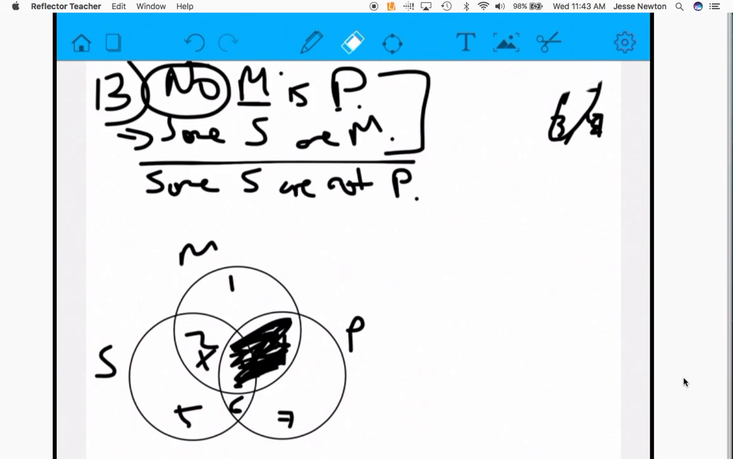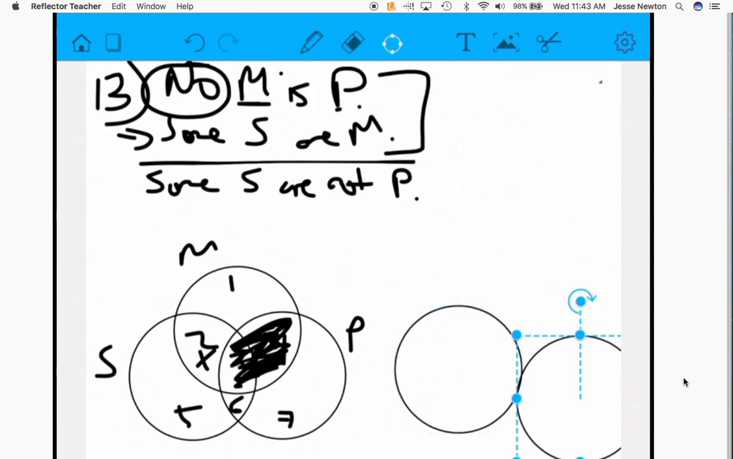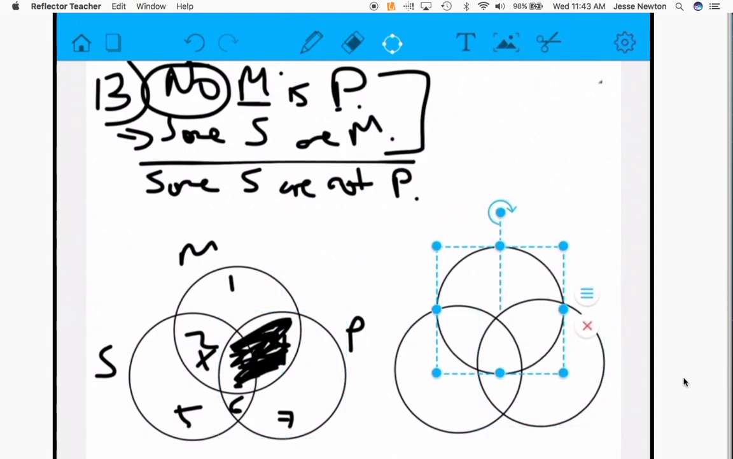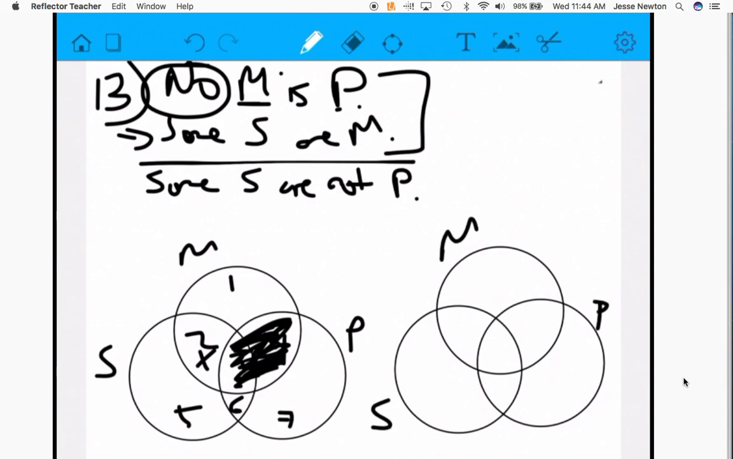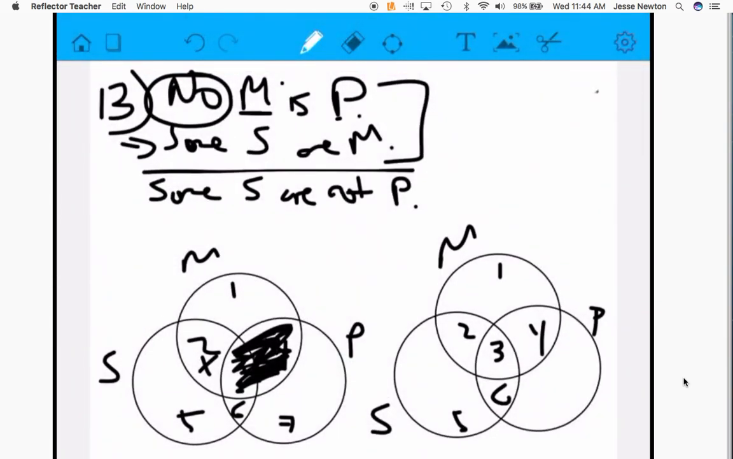Now we're going to come and we're going to diagram the conclusion. S, P, M, 1, 2, 3, 4, 5, 6. Low battery. Hopefully we'll get done.